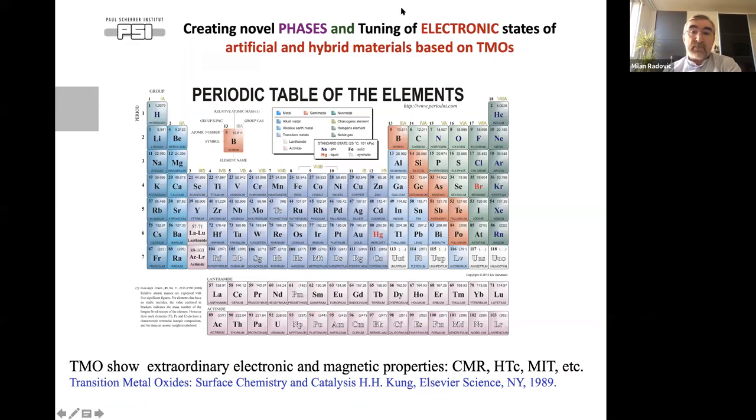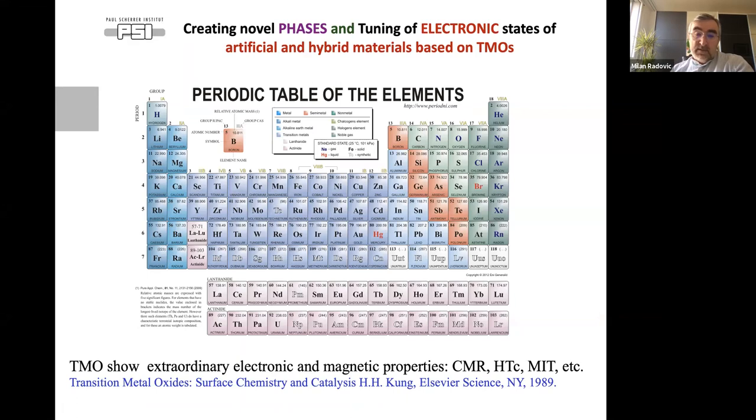So now going to the topic of my talk. It is about why transition metal oxides are my topic of interest, and why I'm calling it creating novel phases and tuning electronic states of artificial hybrid materials based on transition metal oxides.